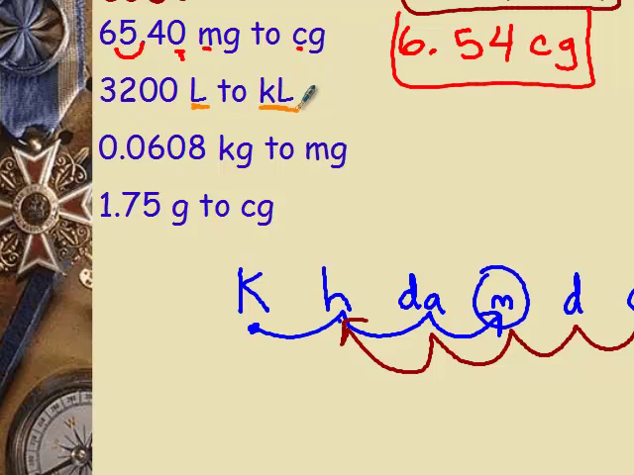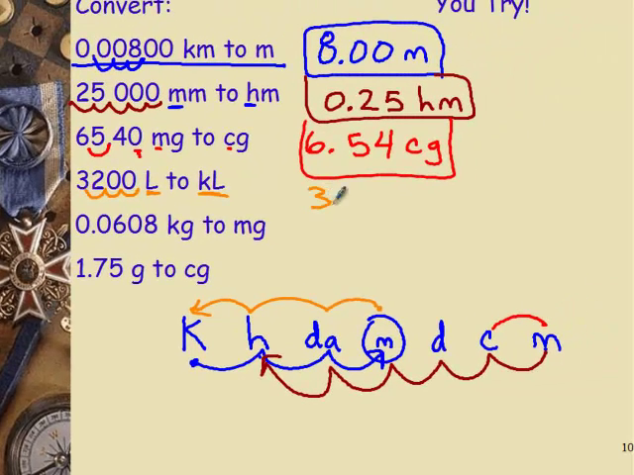Liters to kiloliters. So liters would be the base unit. Kiloliters, 1, 2, 3, left. Again, no decimal point written. It's understood to be after the number. 1, 2, 3 to the left. So we get 3.2 kiloliters. Remember to include the units. We never want to leave naked numbers.